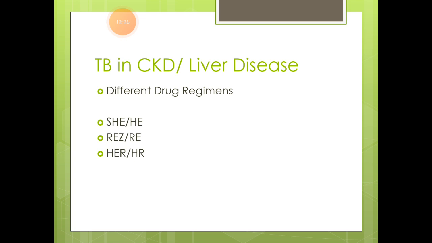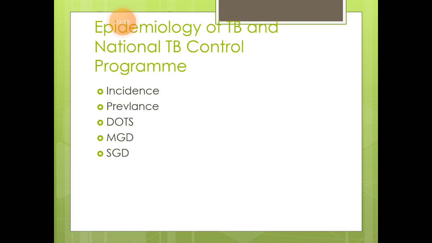So you can mention along with the duration of these regimes. And then finally, I think you should know a little bit about the epidemiology of TB as well, and a little bit on the National TB Control Program. In that you should know about incidence, prevalence, DOTS strategy, that is directly observed therapy short course, and Millennium Development Goals and Sustainable Development Goals.